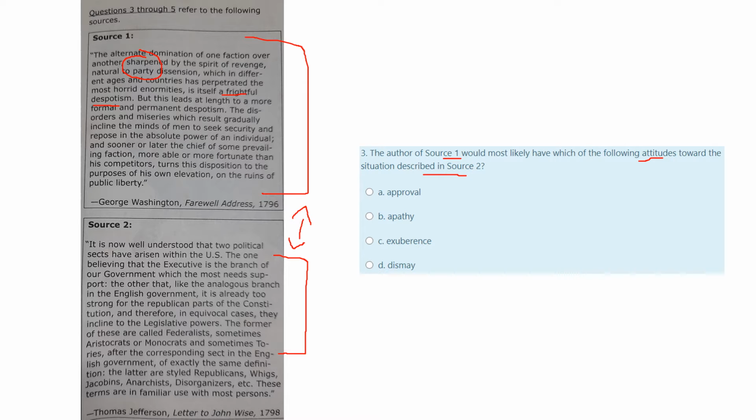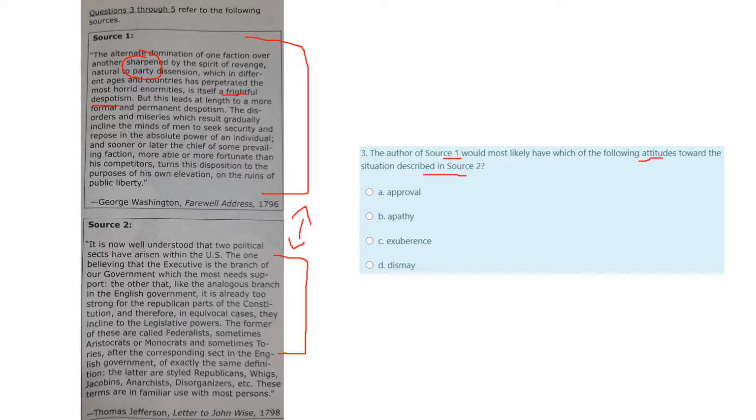The disorders and miseries which result gradually incline the minds of men to seek their security and repose in the absolute power of an individual. And sooner or later, the chief of some prevailing faction, some big party, more able or more fortunate than his competitors, turns this disposition to the purposes of his own elevation on the ruins of public liberty. This is saying that if you have a party system, then people will care more about their parties, and individuals can become powerful because of their party. But this will ruin the public freedom.